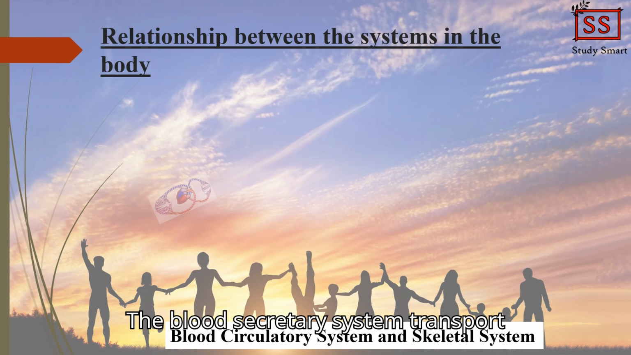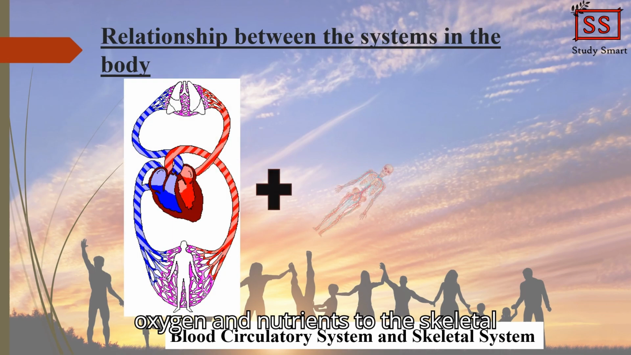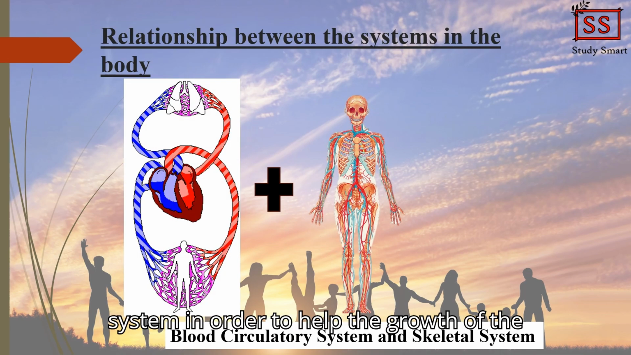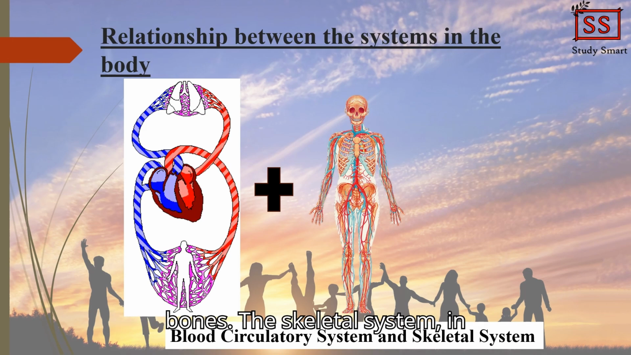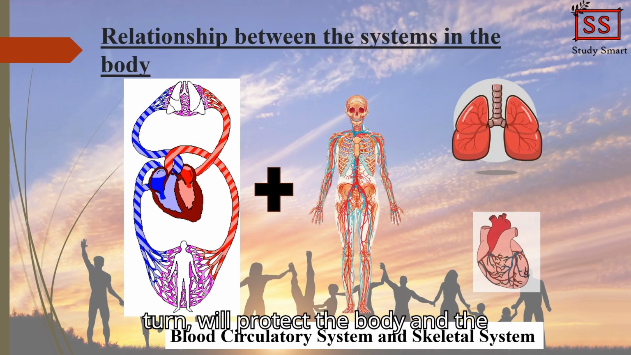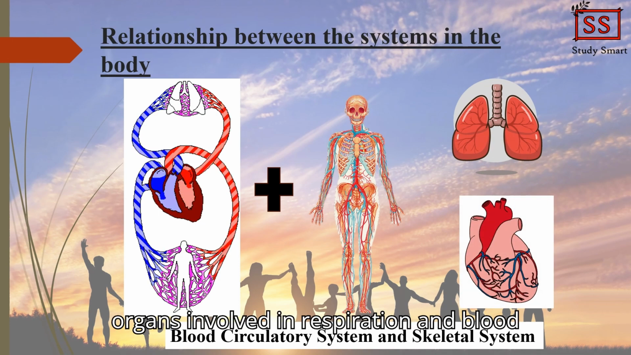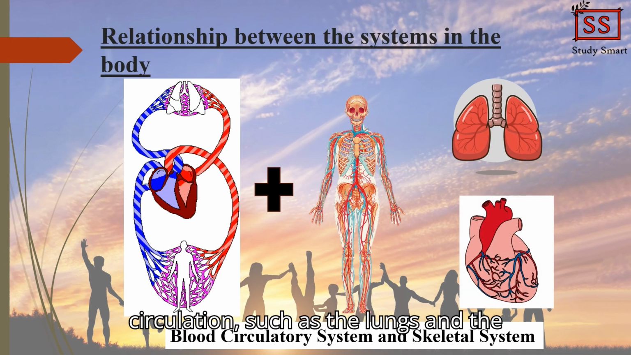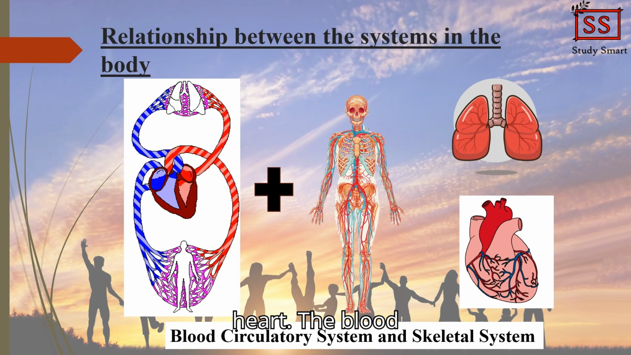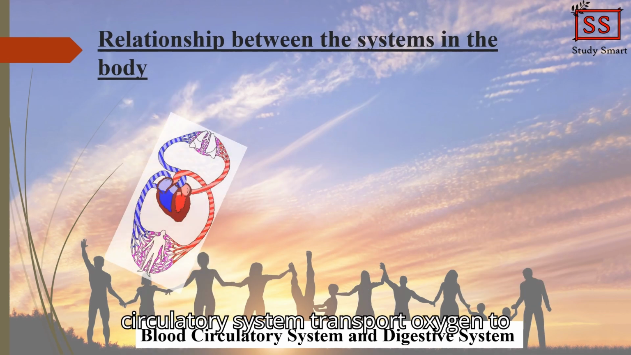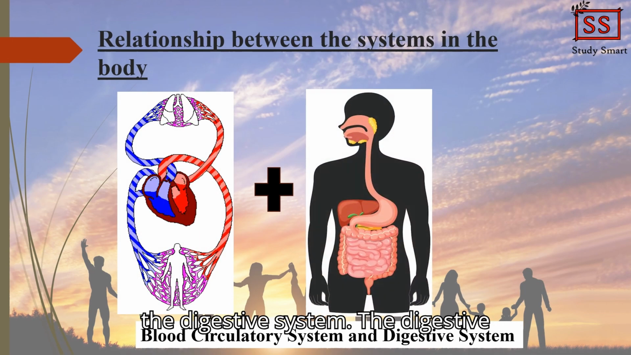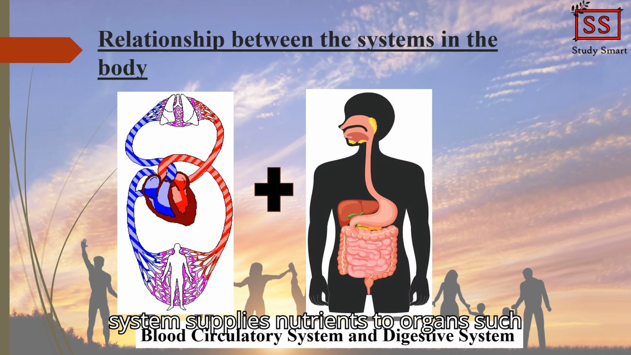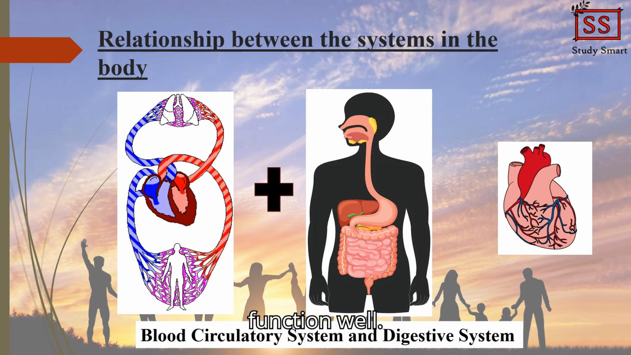The blood circulatory system transports oxygen and nutrients to the skeletal system in order to help the growth of the bones. The skeletal system in turn will protect the body and the organs involved in respiration and blood circulation such as the lungs and the heart. The blood circulatory system transports oxygen to the digestive system. The digestive system supplies nutrients to organs such as the heart so that it can continue to function well.